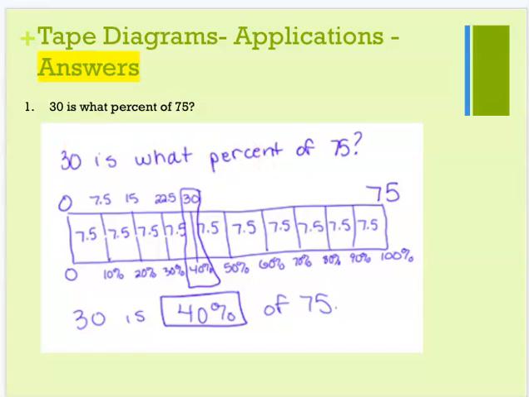So 30 is 40% of 75. And if I think logically, that should make sense because half of 75 would be what? Well, half of 70 is 35, and then half of 5 is 2.5. So that's 37.5. So 50% of 75 would be 37.5. So I knew it should be less than 37.5.